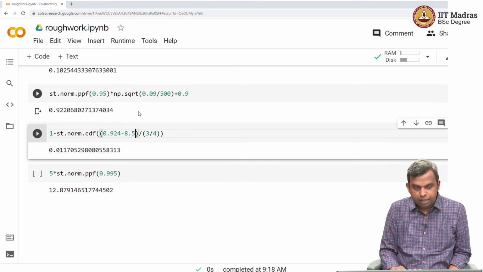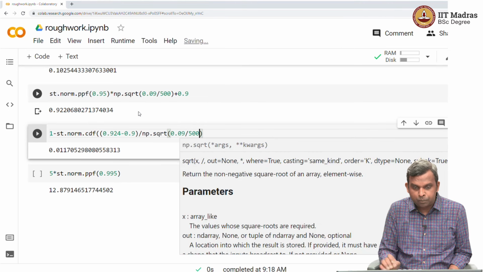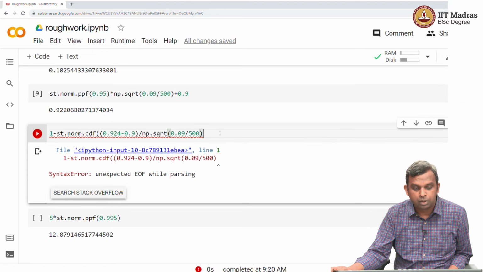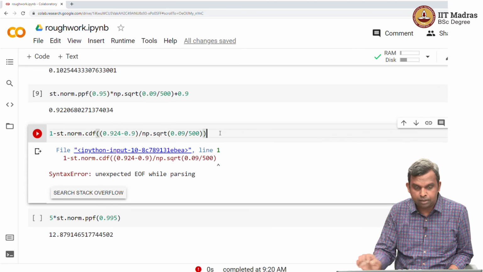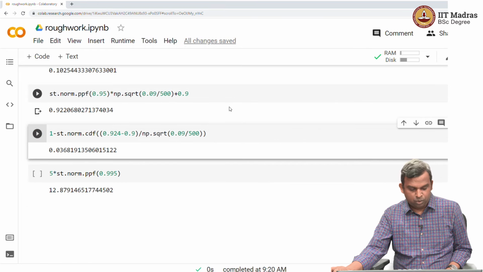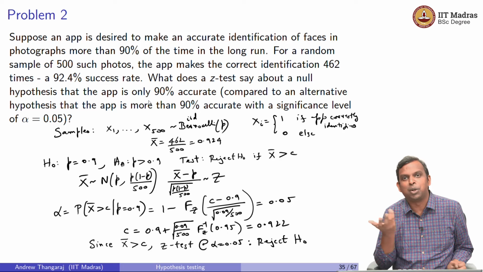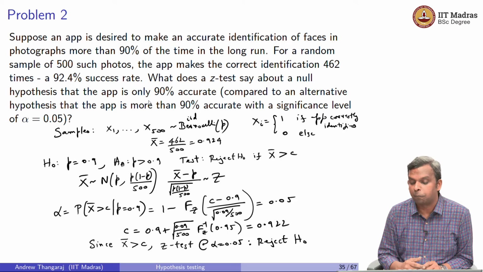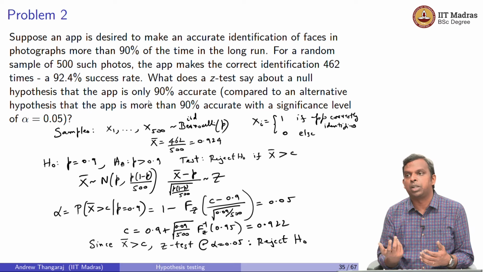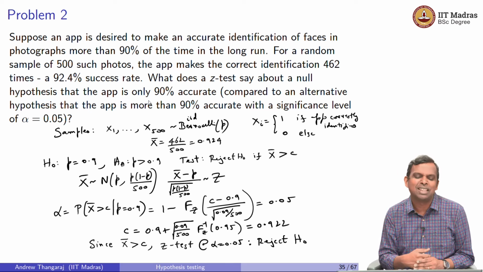0.924 minus 0.9 by the same big old np.sqrt of 0.09 by 500. Okay, so let's run it. What did I do? I didn't close the bracket. Okay, 0.036. It's low enough, a p-value below 0.05. We know definitely it'll be below 0.05, right? So notice how if you reject at a significance level of 0.05, the p-value will in fact be less than 0.05, in some sense, right?